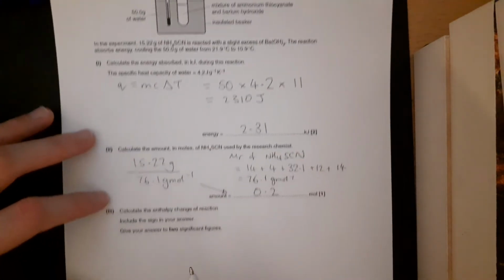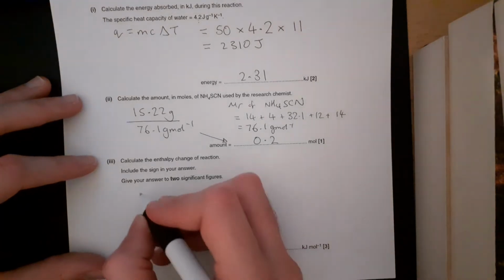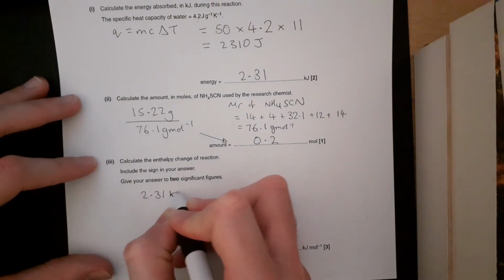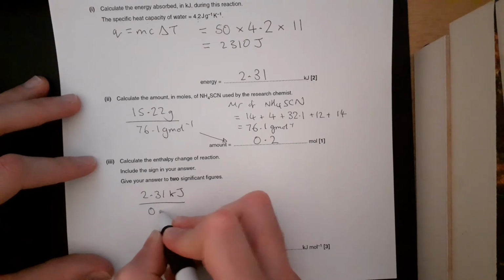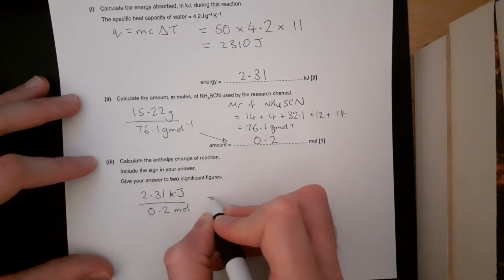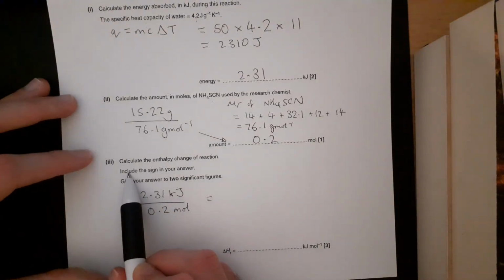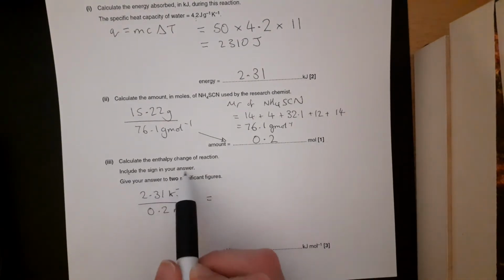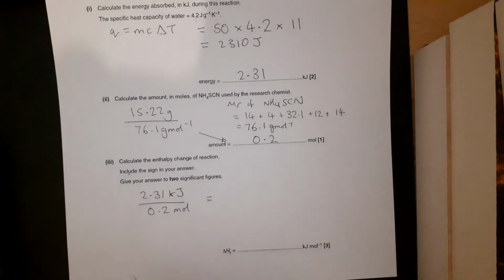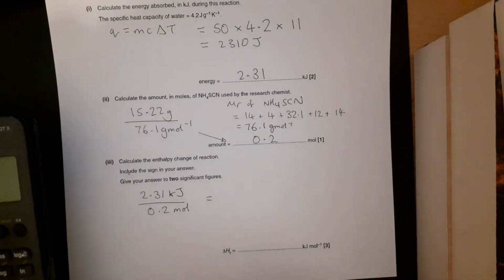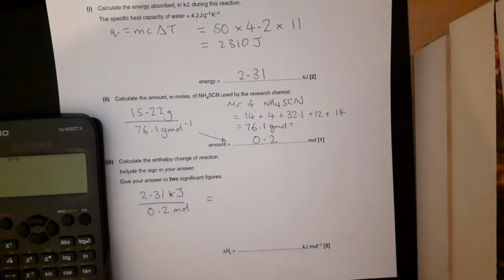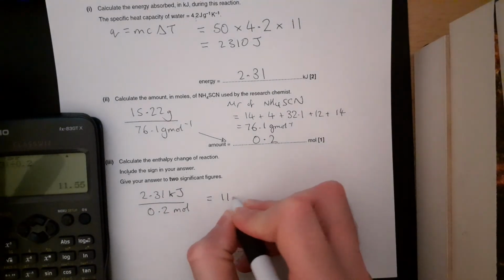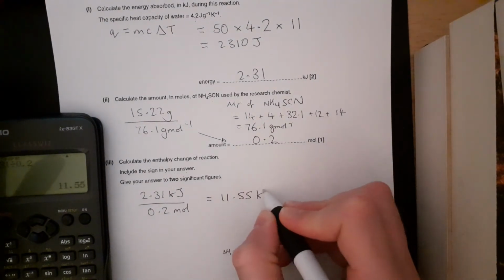And now calculate the enthalpy change of reaction. So we're going to do our 2.31 kilojoules divided by our 0.2 moles. They've actually told us here to make sure you put a sign in, which is a nice reminder, like I've been banging on about every question. There's really no excuse not to do it this time. So 2.31 divided by 0.2 is 11.55 kilojoules per mole.